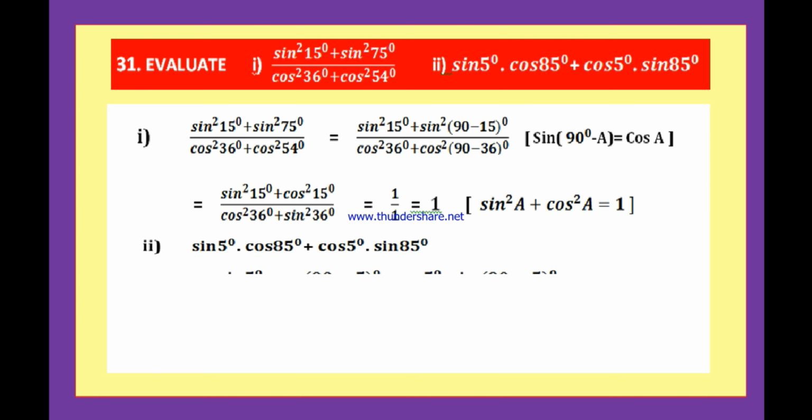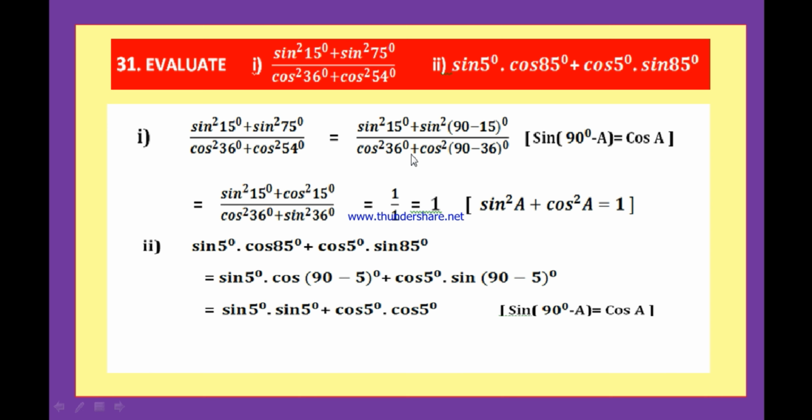Sin 5 degrees into cos 85 degrees plus cos 5 degrees into sin 85 degrees. This is sin 5 degrees, as it is. Now this 85 can be written as 90 minus 5. 90 degrees minus 5 degrees is 85 degrees. Similarly, you can write the other 85 degrees as 90 degrees minus 5 degrees. Therefore, this is sin 5 degrees into cos 90 minus 5 degrees plus cos 5 degrees into sin 90 minus 5 degrees. Again, you can apply the same formula.